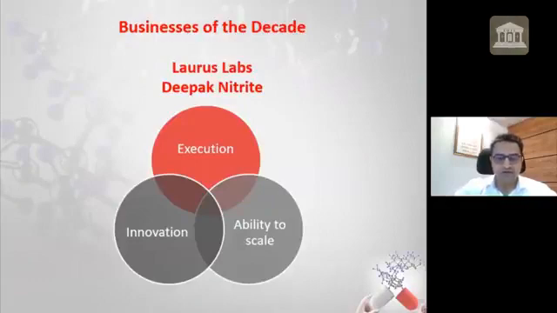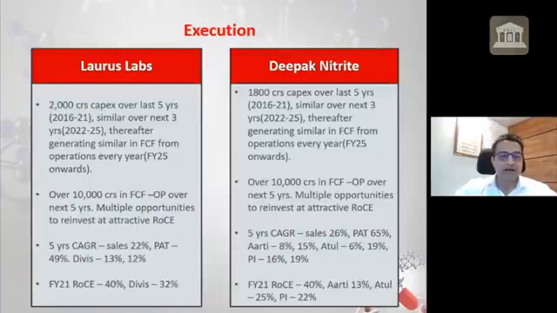If I look at execution, Laurus Labs has done 2,000 crore capex over the last 5 years. Similar capex, 2,000 crore, they are going to spend in the next 3 years. Thereafter, the free cash flow from operations will be almost 2,000 crores every year from FY25. Similar is the case with Deepak Nitrite. They also spent almost 1,800 crore capex in the last 5 years. They will be doing something similar over the next 3 years, and thereafter they will be generating a similar kind of free cash flow every year from FY25 onwards.